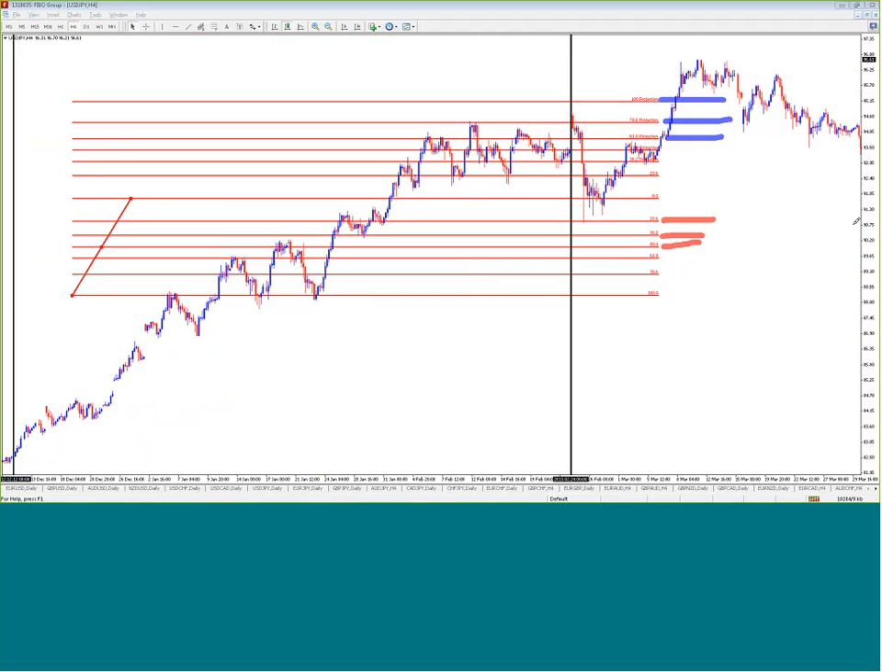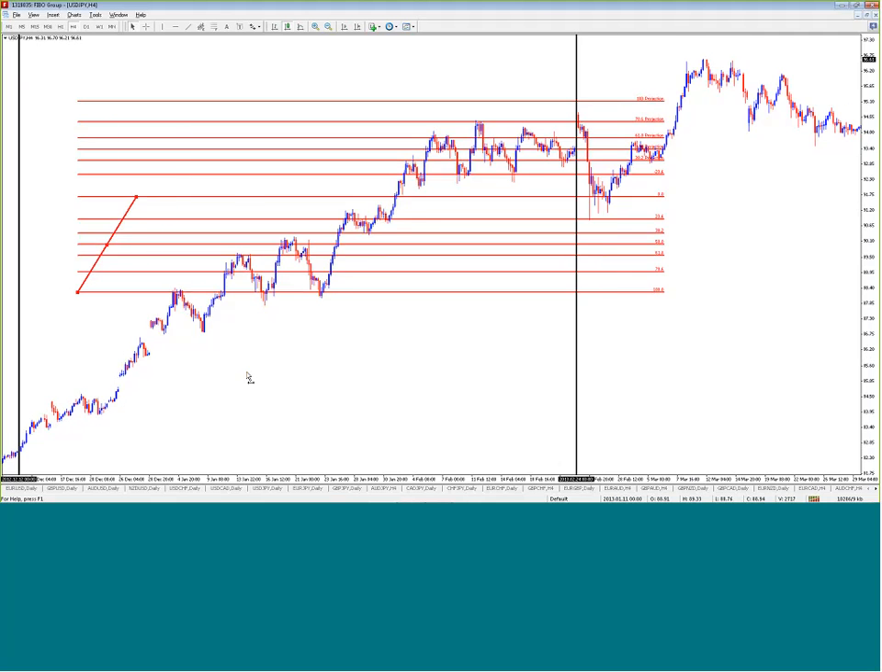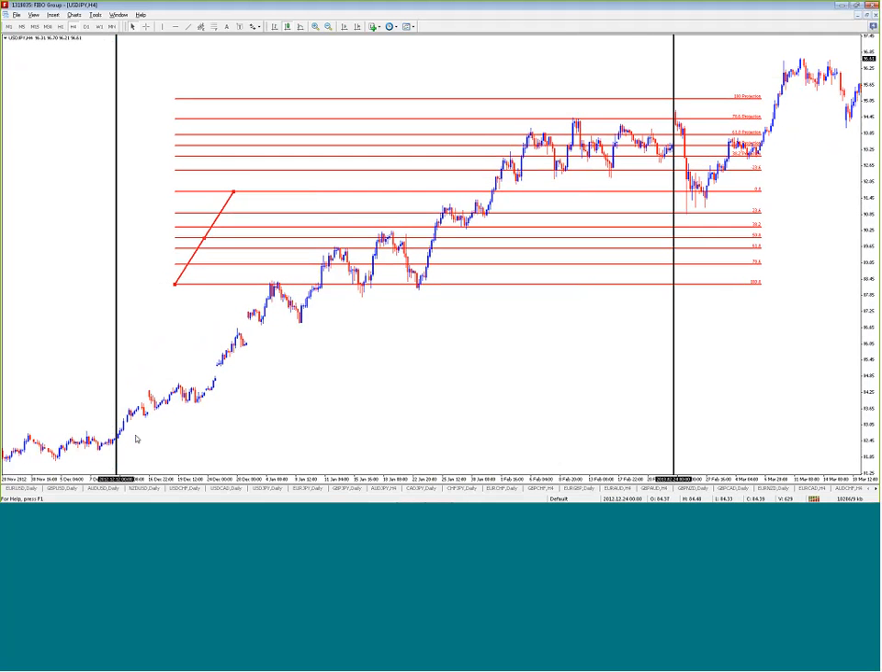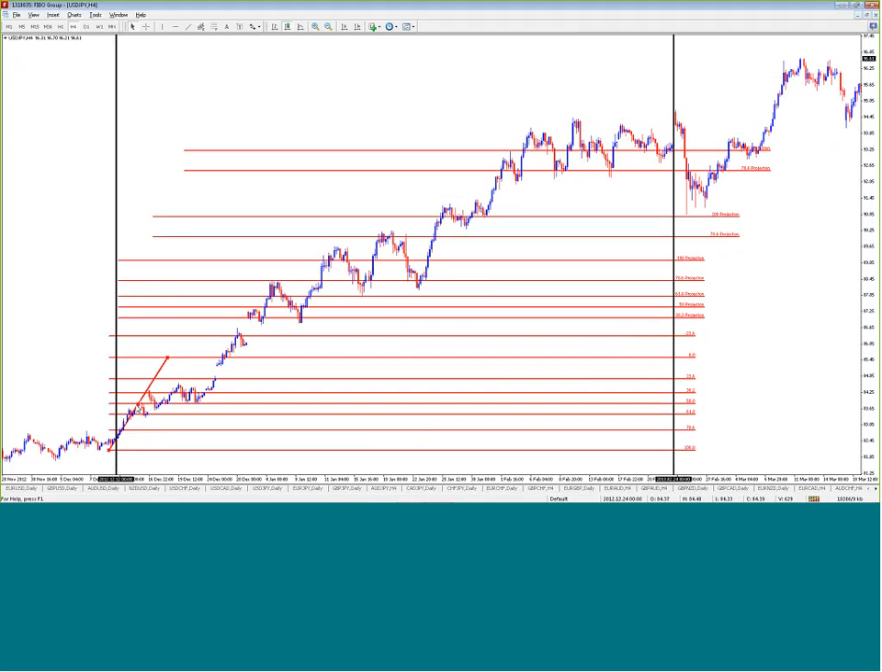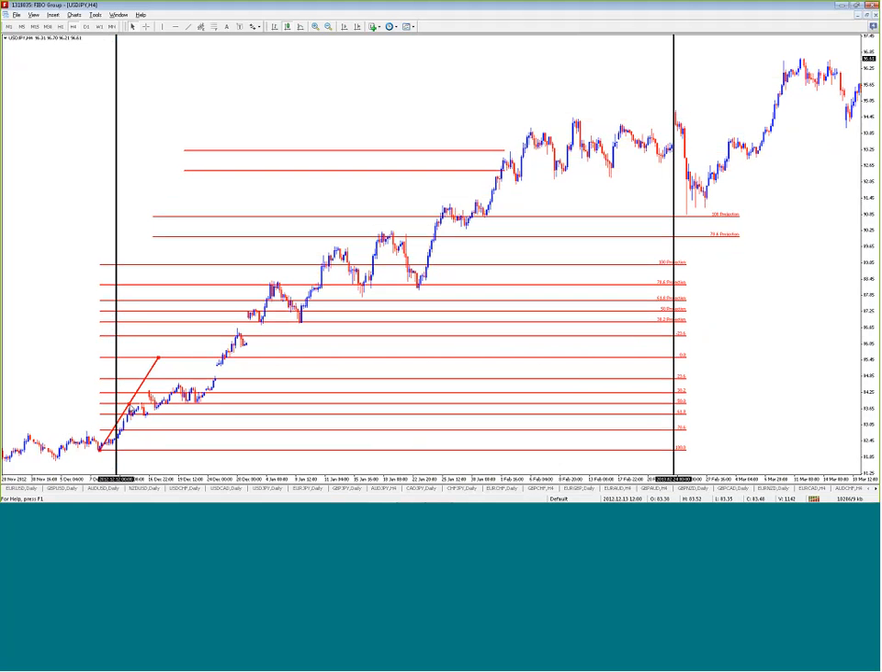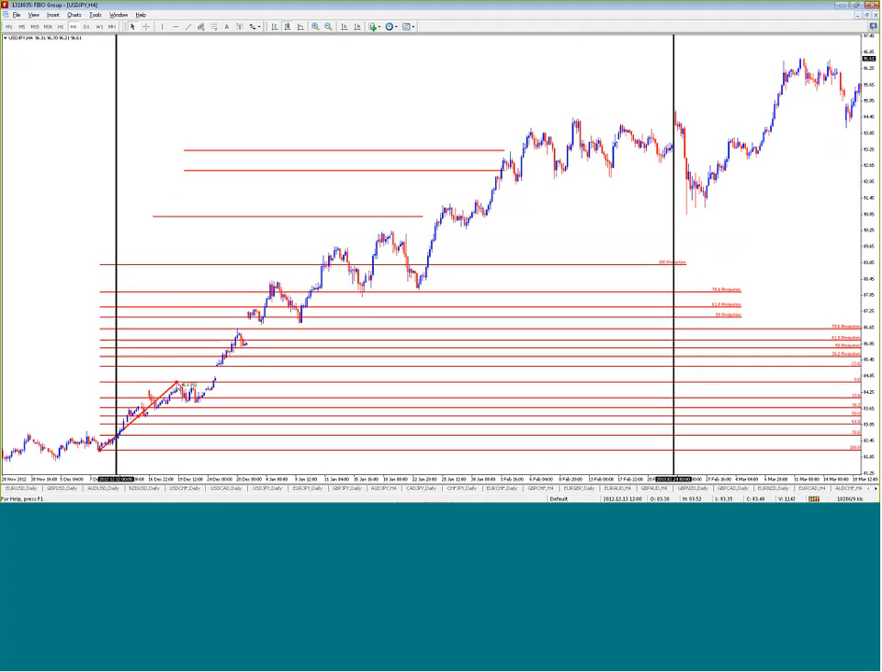The levels, I'll type them in over here. 23.6%, 38.2, 50, 61.8, 78.6, and sometimes we use a 100. That would be just a double, 100%. It's nice to see, okay? Some people even use more than that, but I think that's more than enough. So, again, we know that this is the beginning of the trend, so we want to draw the lines. We'll take the lowest low, and we'll draw it up to the next swing high.